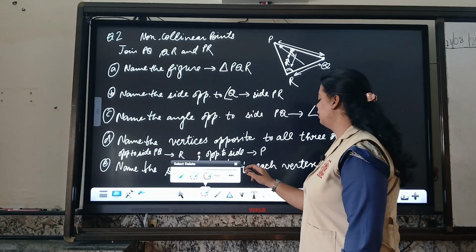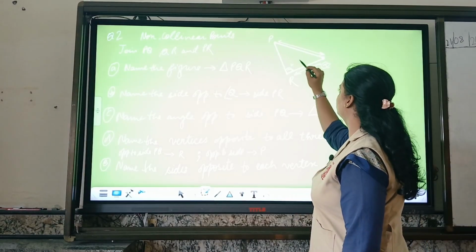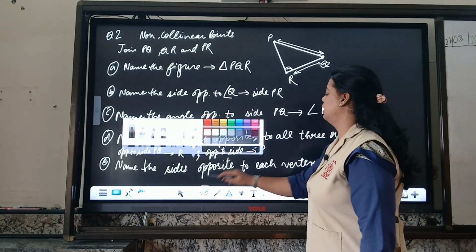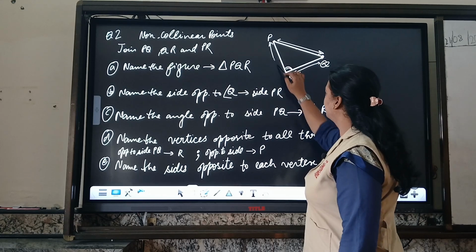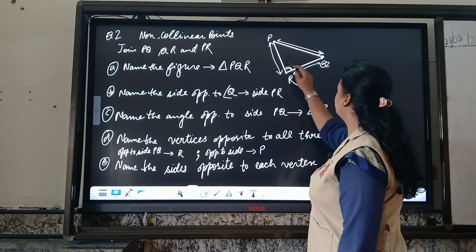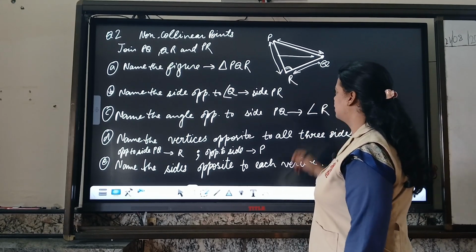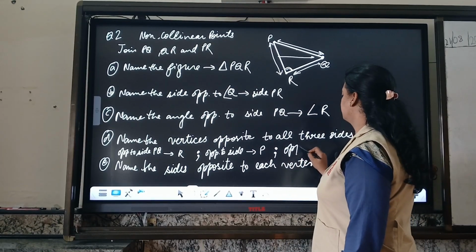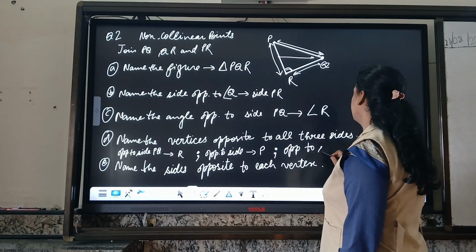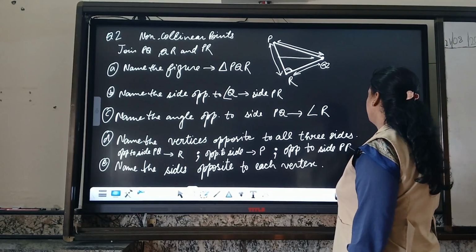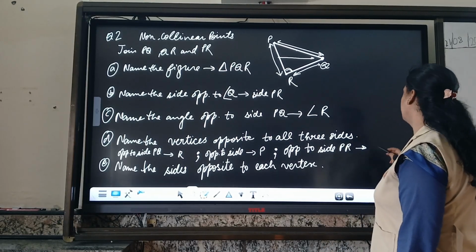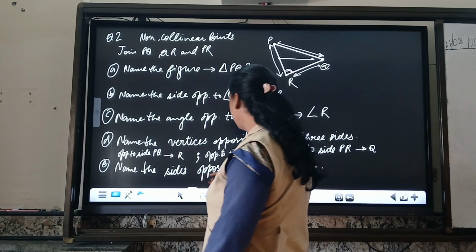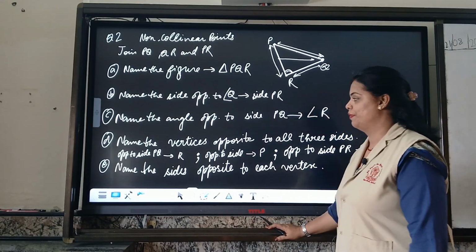Now the third side we can consider is our last side PR. If I am taking PR, what is the opposite vertex? Opposite vertex is Q. So Q is opposite to side PR. Now name the side opposite to each vertex.